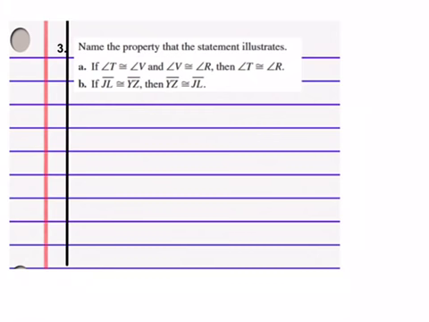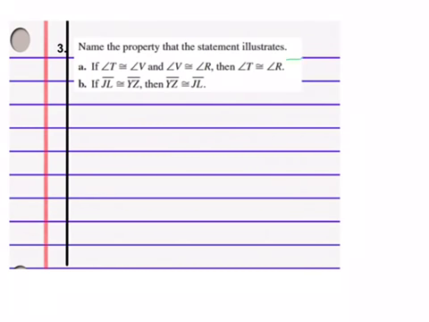Part A says, if angle T is congruent to angle V and angle V is congruent to angle R, then angle T is congruent to angle R. So you may want to pause the video. You may want to look back at your properties that we glued in. We had those 3 properties today. We had the reflexive property, the symmetric property, and the transitive. Which does this look like? Hopefully you said transitive. That would be correct.